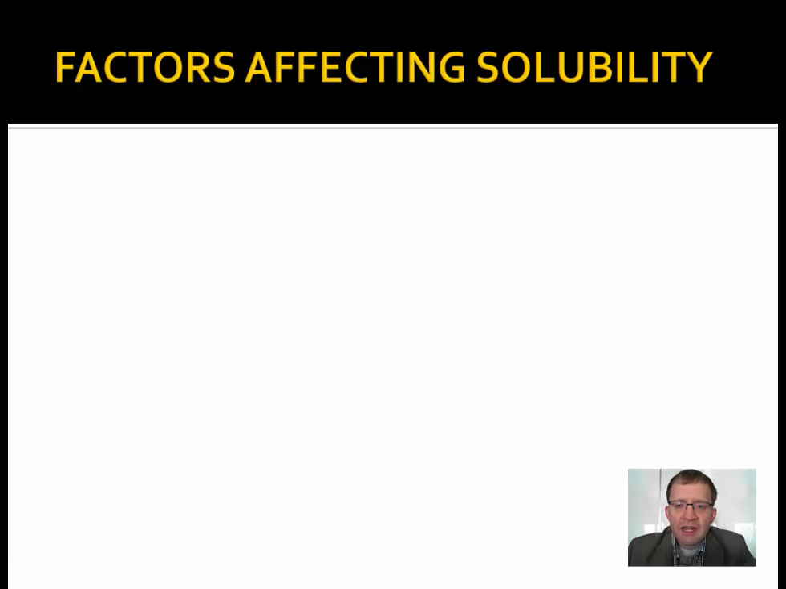Today I'm going to talk to you about factors that affect the solubility of a solute in a solvent. There's a lot of different factors that help to determine how well, or if at all, a particular solute will dissolve in a solvent, and if it does dissolve, these same factors can often determine how much of it will dissolve or how quickly it will dissolve.